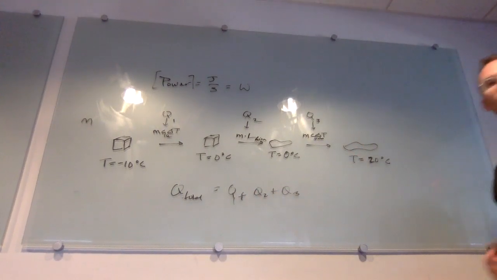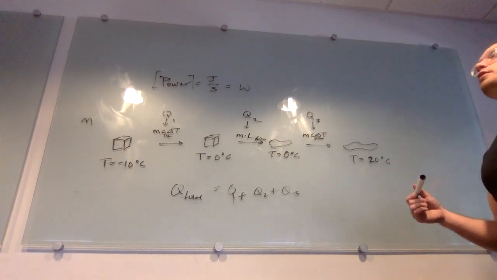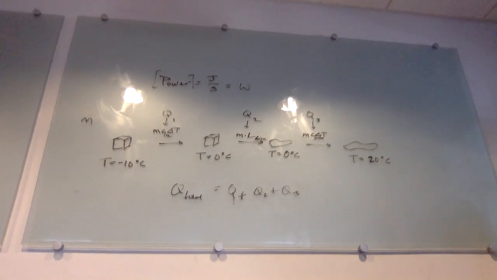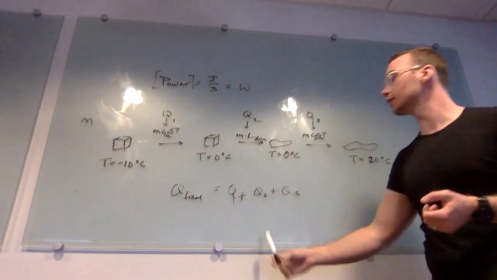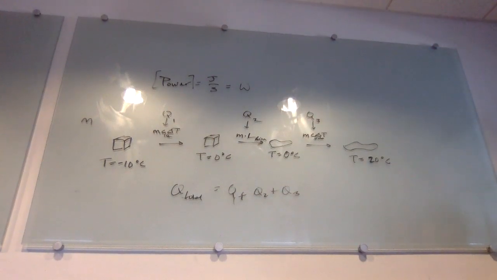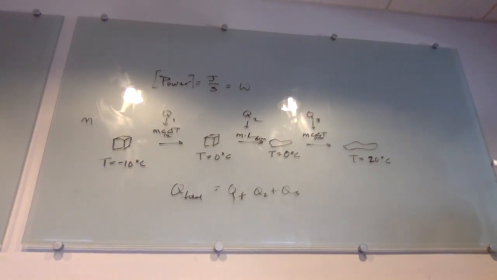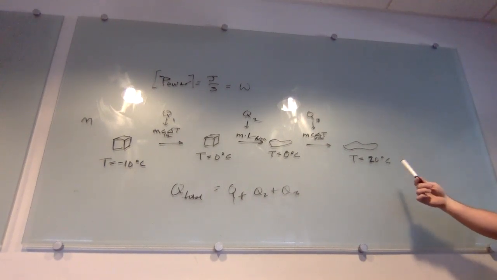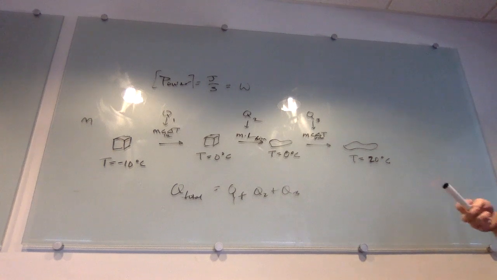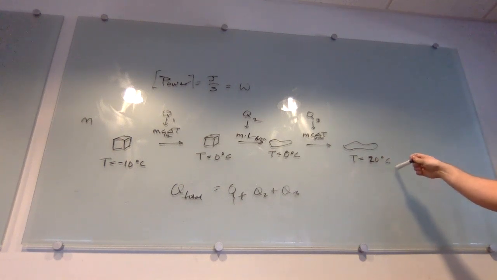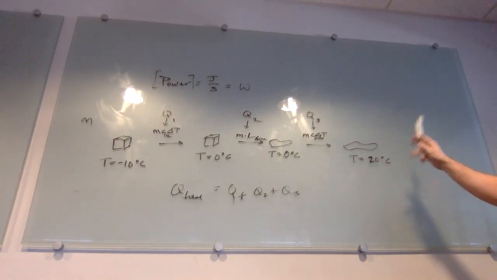That's the total heat. And then this Q is always in joules, of course. And if you have the amount of heat you need in joules, and you have however many joules per second it takes, then you could find how many seconds it takes. This is kind of like the standard problem.